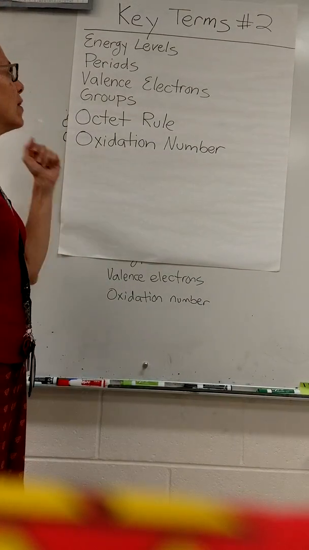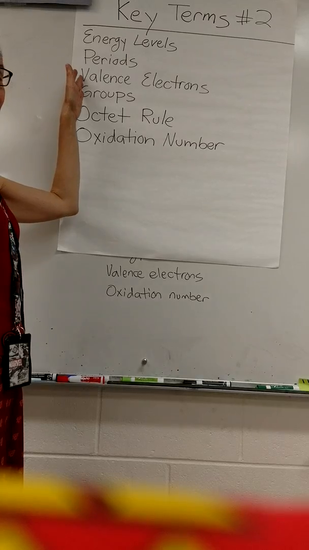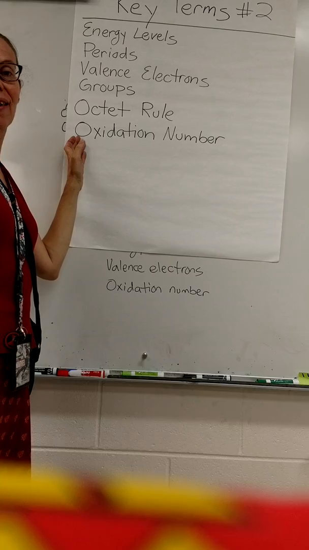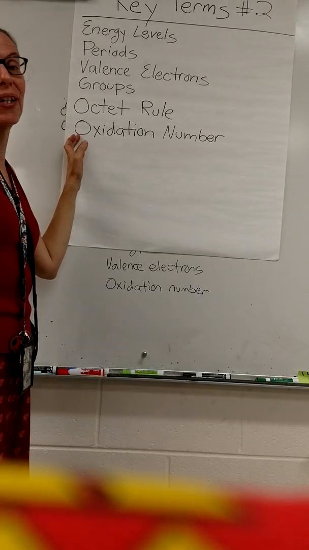Hello everyone. Today we're going to learn how to figure out the number of valence electrons in an atom, and we're going to use the octet rule to be able to calculate the oxidation number of any atom on the periodic table that's in the main groups.